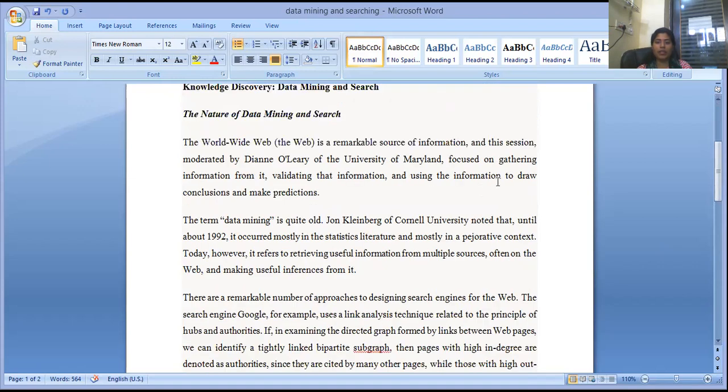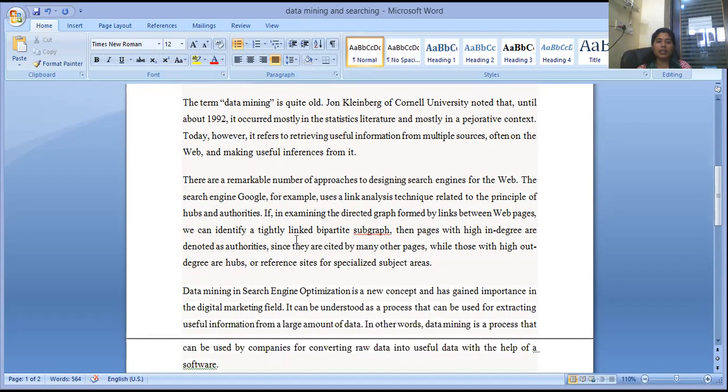If we focus on gathering information from it, then we can easily say it involves validating the information and using the information to draw conclusions and predictions. Clear? So the term data mining is quite old. John Given of Cornell University noted that until about 1992, it occurred mostly in the statistics literature and mostly in a pejorative context. Clear?